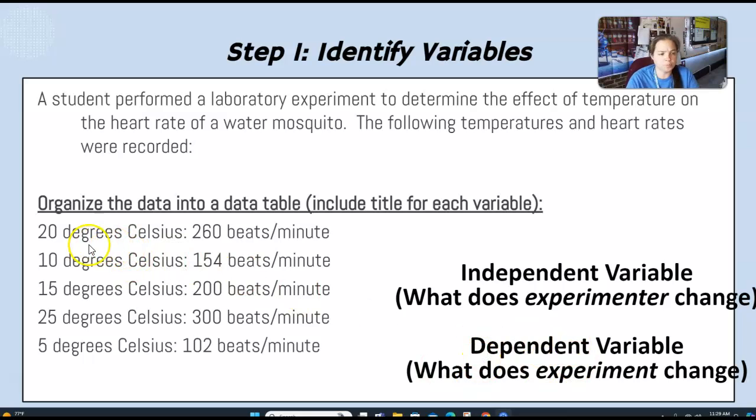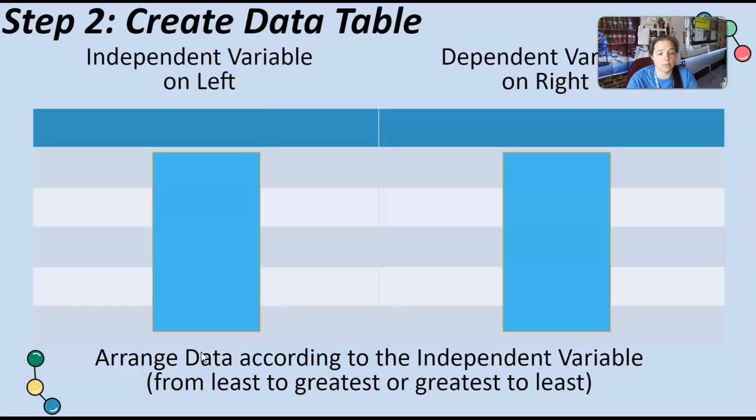What did you measure? 20 degrees Celsius, 260 beats. 10 degrees Celsius, 154. 15 degrees Celsius, 200 beats. 25 degrees Celsius, 300 beats. 5 degrees Celsius, 102 beats.